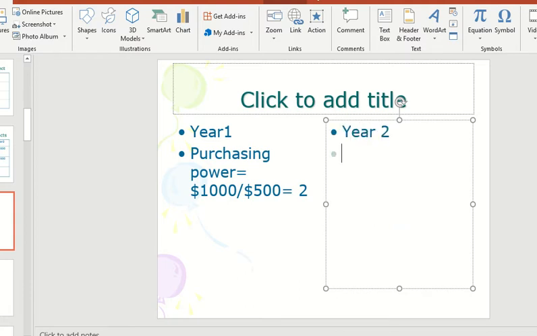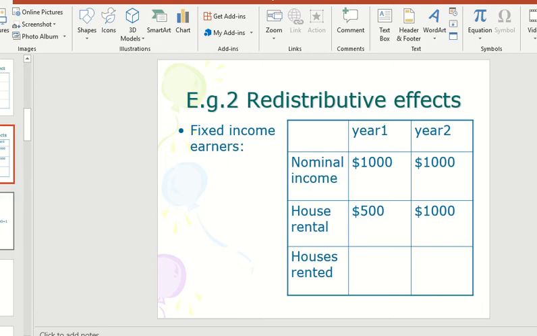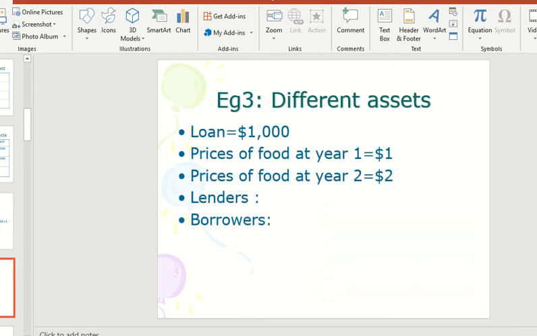And then in year two, when you look at the purchasing power in terms of the number of houses he can rent, that's $1,000 over $1,000. So that's 1. So now he gets to rent only 1 house. His purchasing power has been halved, because the inflation has gone up by 100%, has doubled. So obviously he is worse off because now he has to live with his mother. That's how fixed income earners tend to get hurt by an inflation.